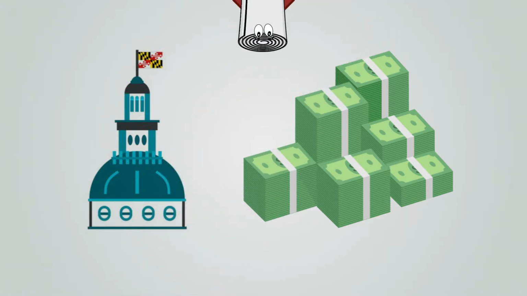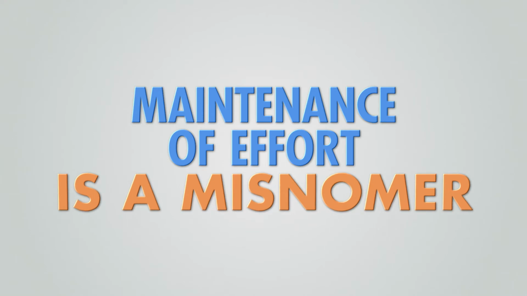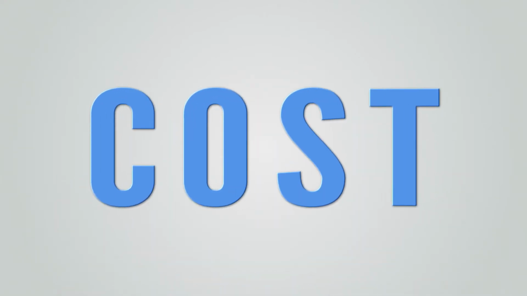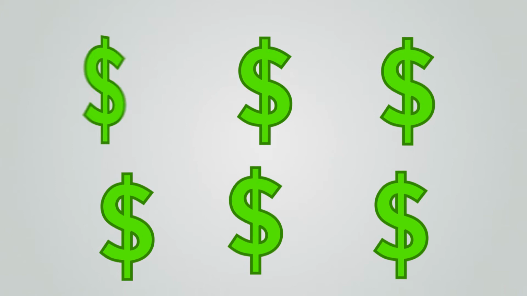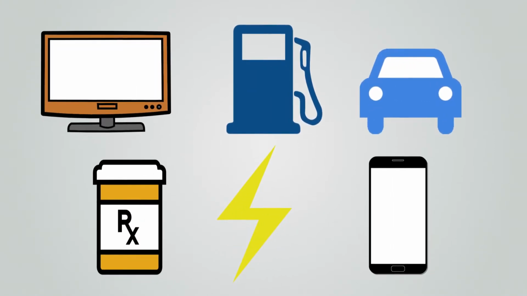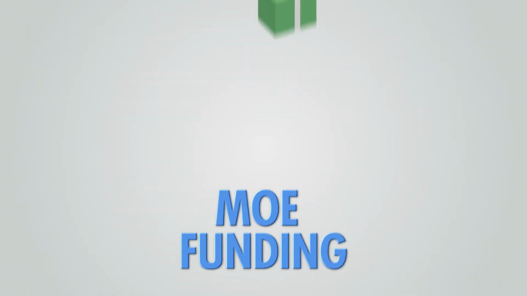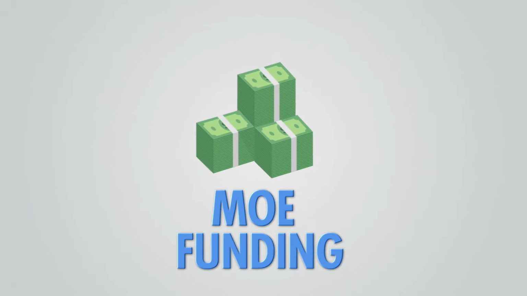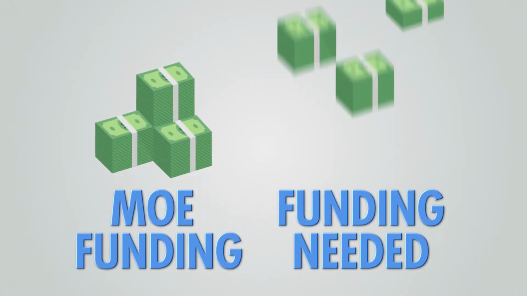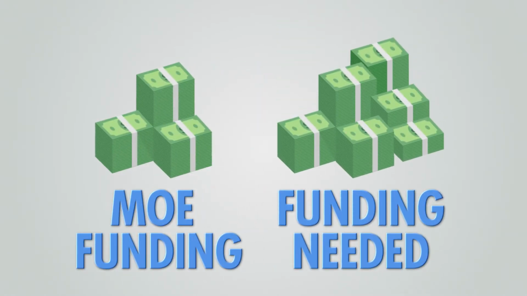Well, not exactly. Maintenance of effort is a misnomer. MOE only maintains the same level of educational services if costs remain the same, and costs rarely stay the same. Prices just keep creeping up. We all experience this with our own personal finances and monthly bills. So while the MOE law provides for funding at the same amount per student from year to year, it does not account for the rising costs of educating students.